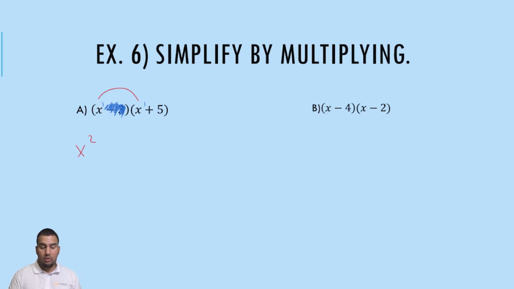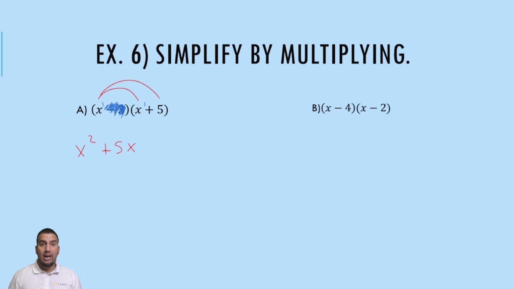I'm then going to go ahead and multiply x to the 1 times 5. Again, there's no numbers to multiply, so it just attaches together to be 5x to the 1. Now, I don't really need x to the 1, so I'm just going to leave it as 5x. And that's a positive sign right in the middle.